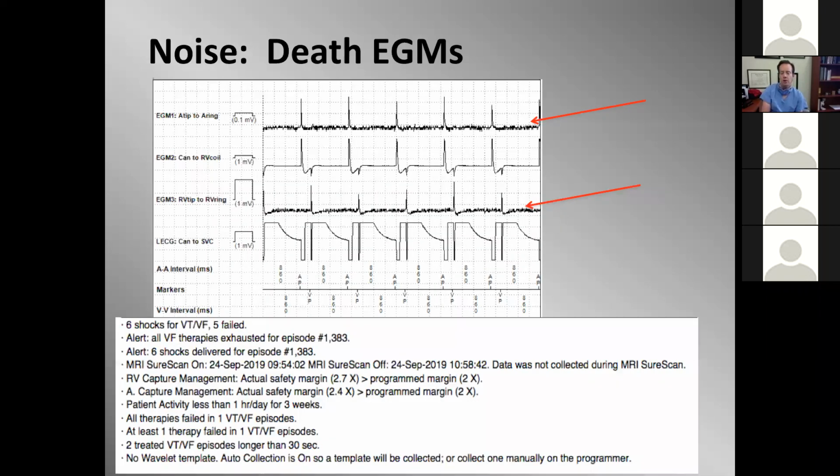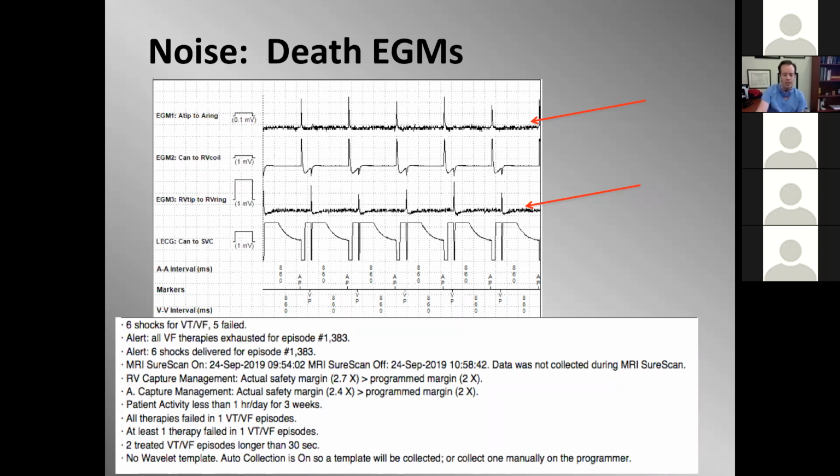Death EGMs are important because you will get them in people who have died non-cardiac deaths, hopefully not on hospice because they know to not look, but some people look, and it becomes an important medical legal aspect as you have these bizarre waveforms after someone has died, after the blood is congealed, gas bubbles cause unusual things. You'll have asystole and pacing with no apparent capture.